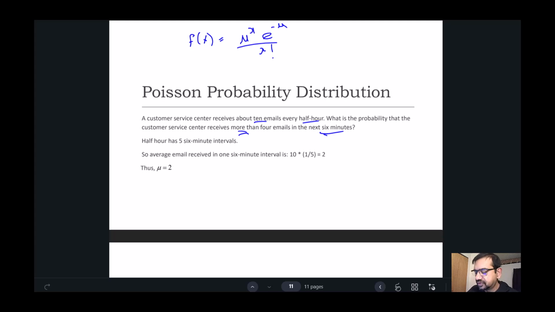Our interval of interest is 6 minutes, but we're given data in a period of 30 minutes. So this 10 is not our mu or our lambda. Some software may call this lambda. We are interested in first converting this 10 into the average rate in our period or interval of interest. So in 30 minutes, we're interested in 6-minute intervals. So there are 5 6-minute intervals in every 30 minutes. So we divide this 10 by 5. So our mu is 2. So our average expected rate is 2.